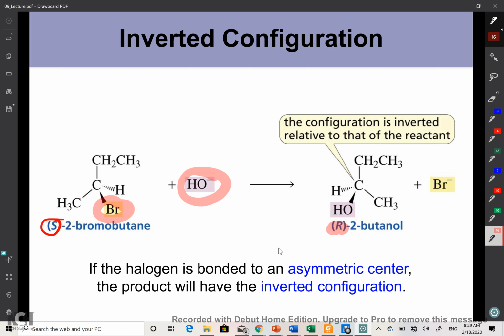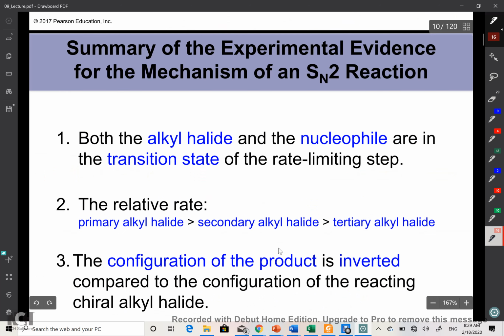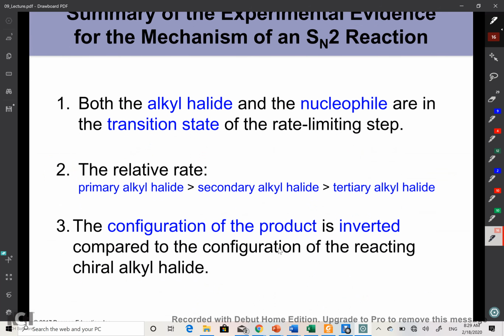Is that okay? So we call that a backside attack. So let's make a summary. This is a summary of what we've done so far.